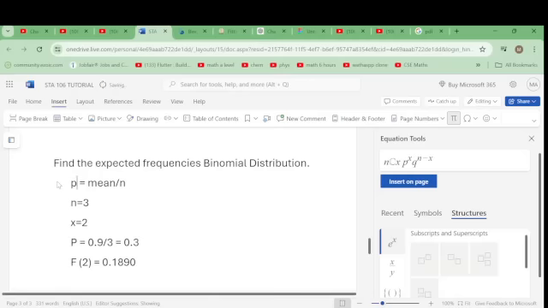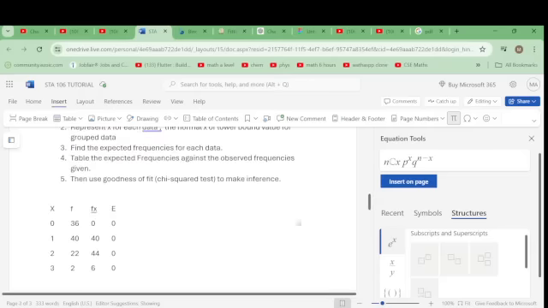So when you are using binomial distribution, remember you will be working with p and q. In case you need your q, q equals 1 minus p. Don't forget, all these things are just formulas to remember. P is mean over n, and q is 1 minus p. We already have our n equals 3. They give us that in the question. We are working on x, and x equals 2 here. We want to find the expected frequency for x equals 2 here.